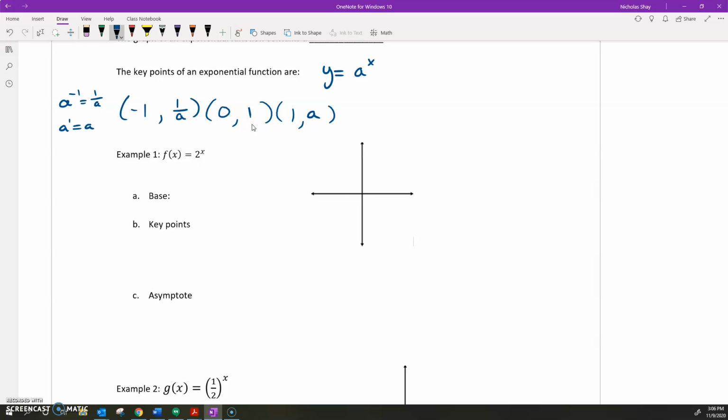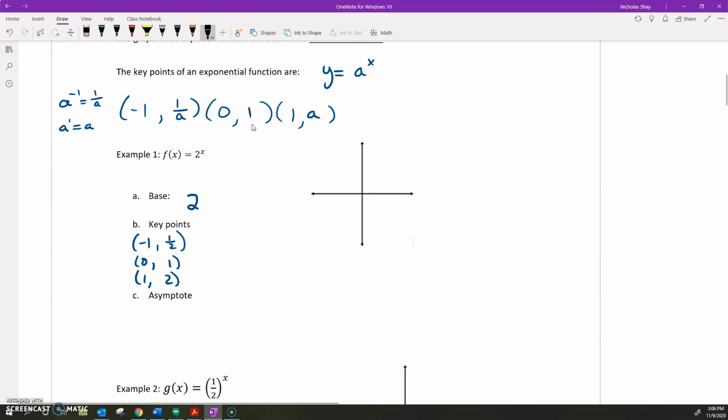All right, so we're going to look at two different functions, one where the base is a whole number and one where the base is a fraction. So we can see the base of this exponential function is 2. What that tells us about our key points, again, -1, 0, and 1 are going to be our x values of our key points. 2 to the -1 power, we take the reciprocal and we get 1/2. 2 to the 0 power is 1, and 2 to the first power is 2.